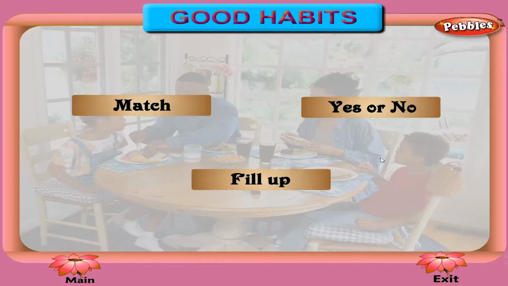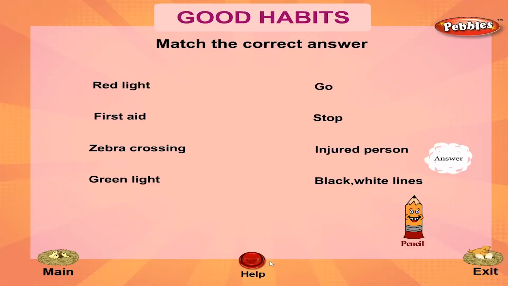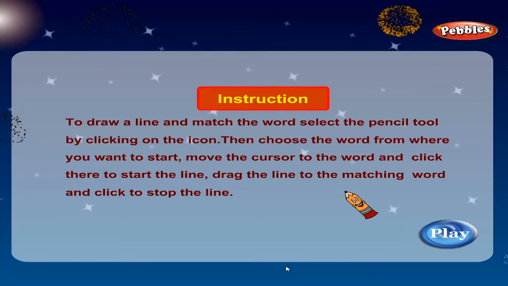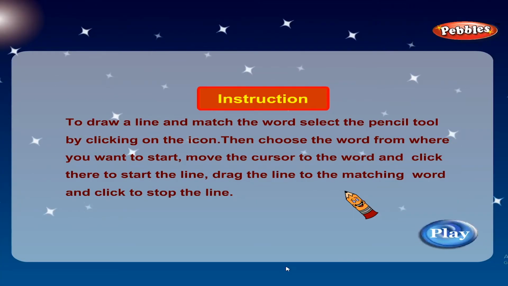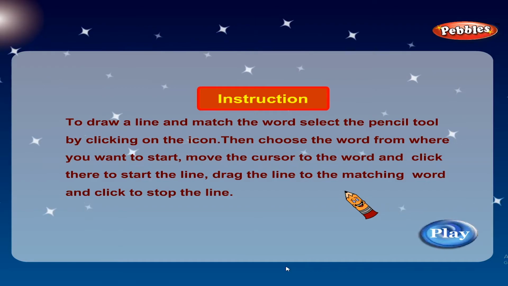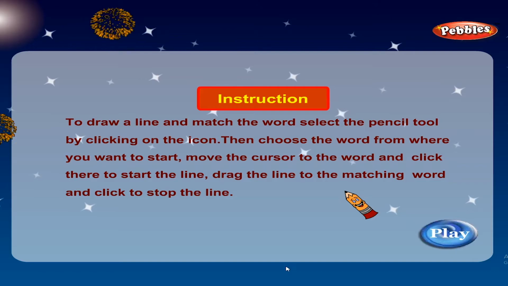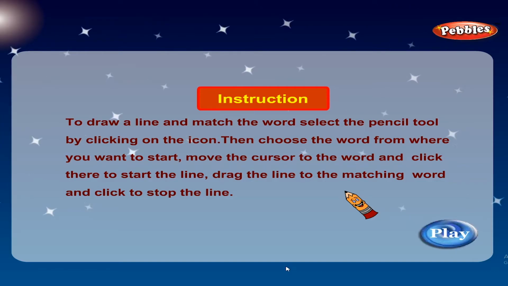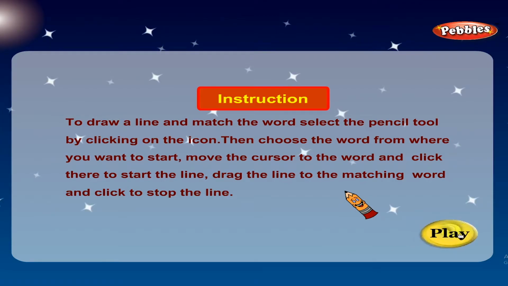Good habits. Match the picture. Help. To draw a line and match the word, select the pencil tool by clicking on the icon. Then choose the word from where you want to start. Move the cursor to the word and click there to start the line. Drag the line to the matching word and click to stop the line. Click.